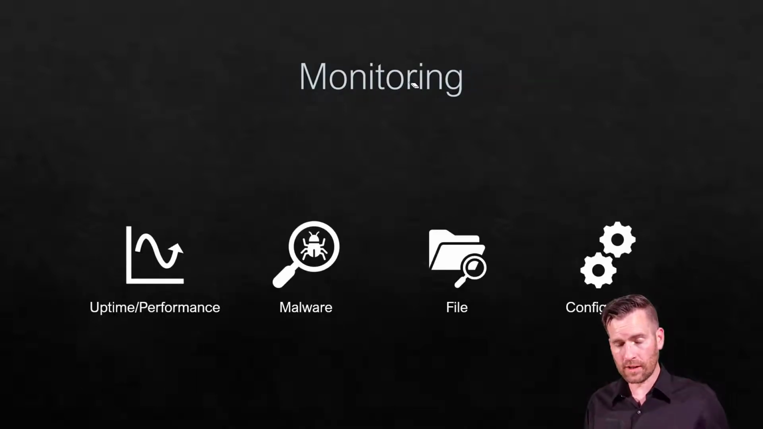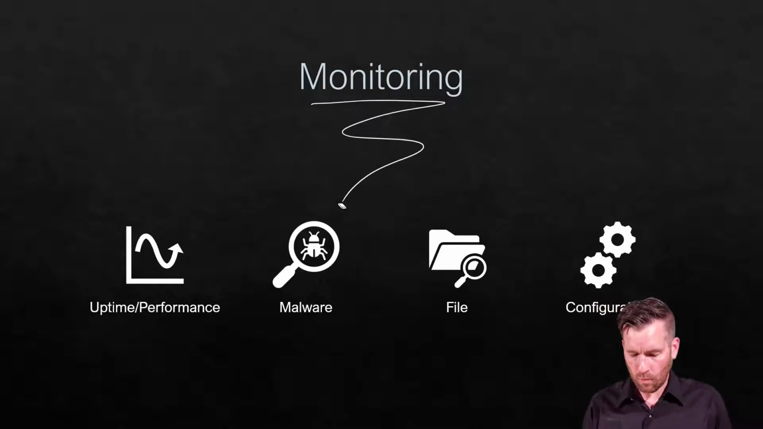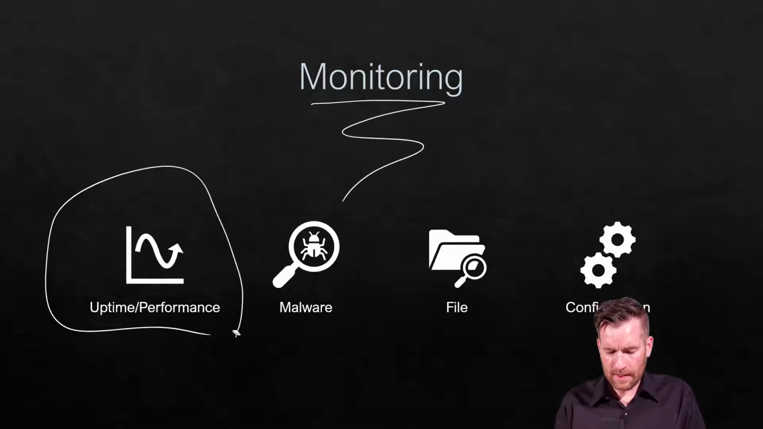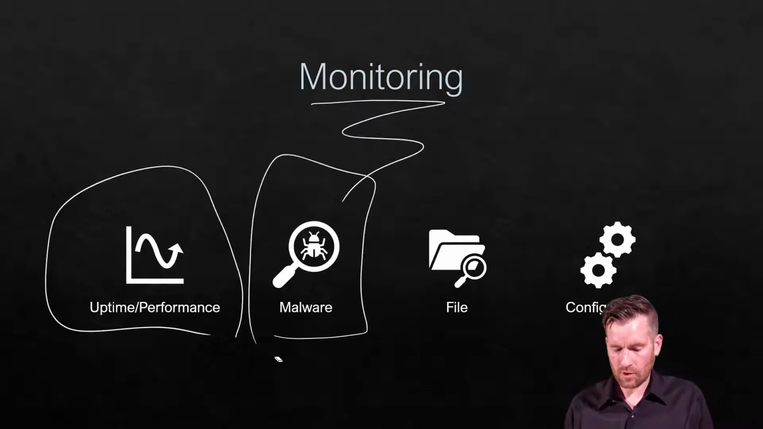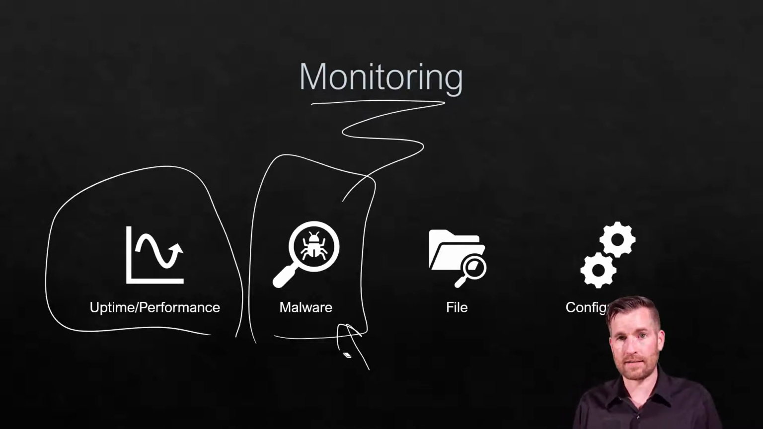Another thing that you're really going to want is good monitoring. A good monitor will monitor things like uptime and performance and notify you when things go down or if performance is failing. But another thing that you'll want on your network is also good malware detection. So software that's installed on your servers and on your machines to make sure that nothing is getting installed that is compromising your network.